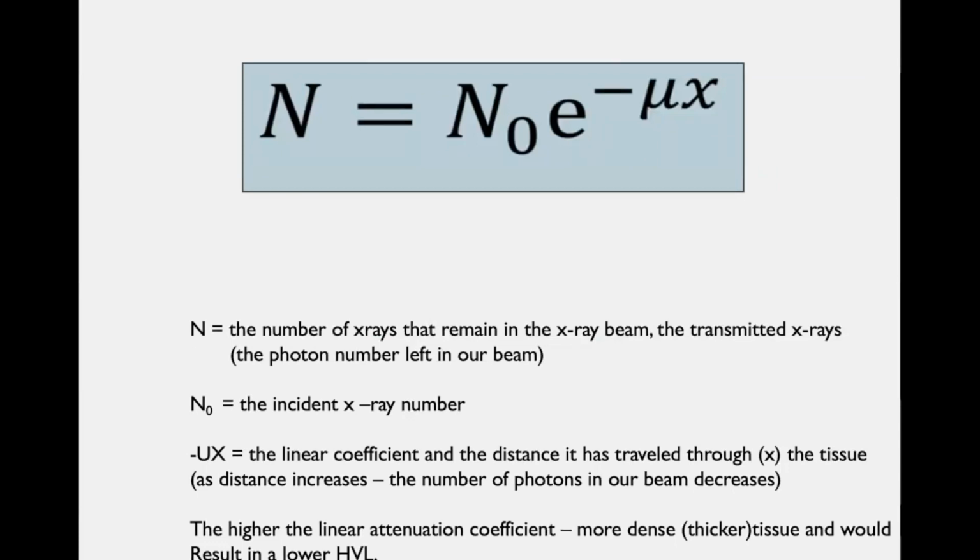So N is the number of X-rays that remain in the X-ray beam, or the number of photons that are left in the beam. N zero is the original number of photons. Negative mu x is the linear coefficient and the distance. So it's the linear coefficient times the distance, which is x, that it's traveled through the tissue. And the higher the linear coefficient, the more dense or thick the tissue would have to be, and it would result in a lower half-value layer.